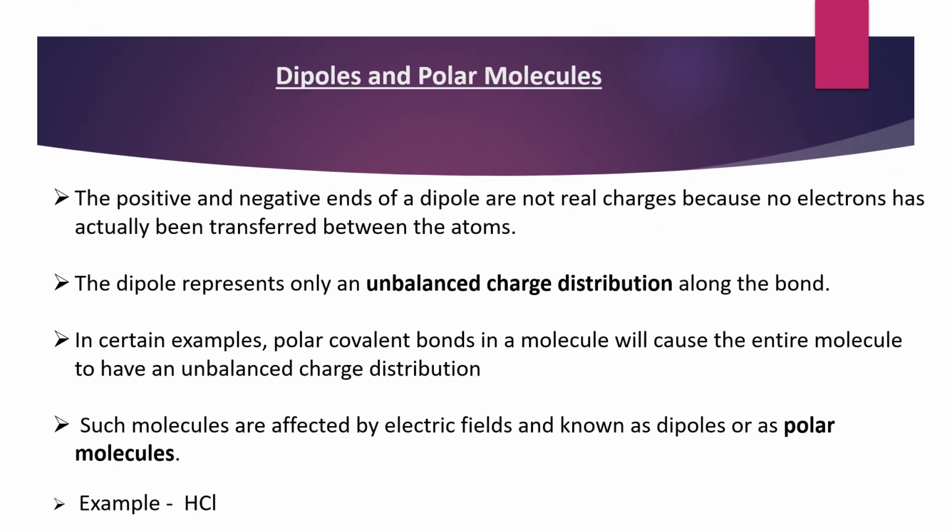The positive and negative ends of a dipole are not real charges because no electrons have actually been transferred between the atoms. The dipole represents only an unbalanced charge distribution along the bond. In certain examples, polar covalent bonds in a molecule will cause the entire molecule to have unbalanced charge distribution. Such molecules are affected by electric fields and are known as dipoles or as polar molecules. Example, hydrochloric acid, HCl.